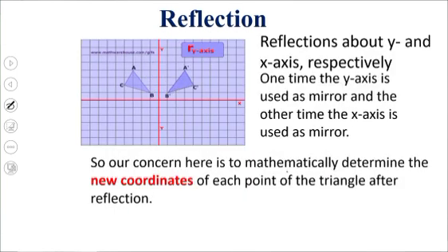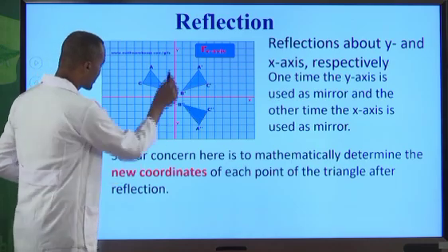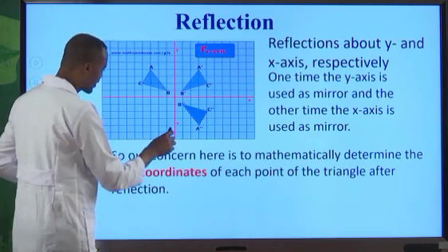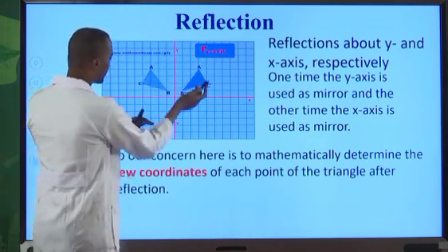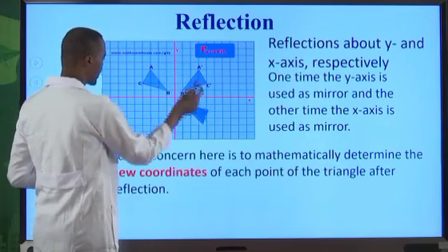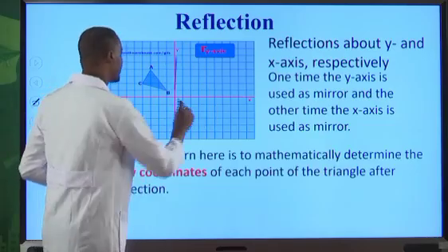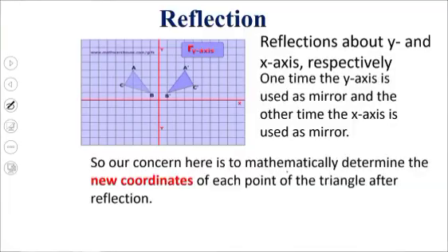Look, this is an example of reflection, where this axis that you see is acting as a mirror. Whenever we are reflecting from this to the other side, this axis is acting as a mirror. And when we are reflecting it from here down, the x-axis is acting as the mirror.